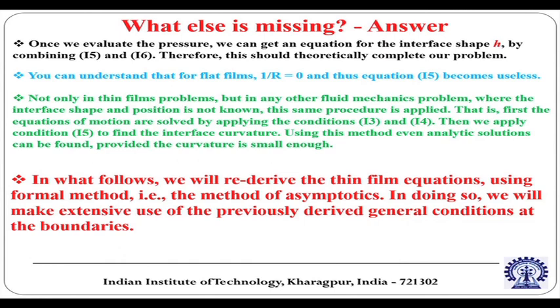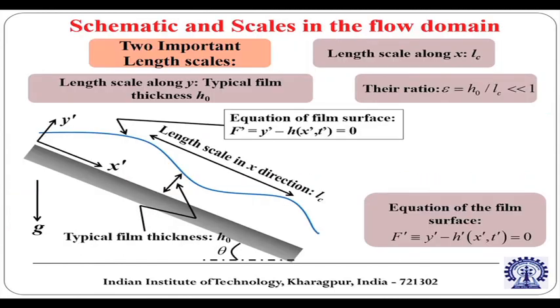Now, in what follows, we will rederive the thin film equation. So, we have derived the equations without referring to the scales, that is without referring to the parameter epsilon, which is the ratio of the length scale in the y dash direction as compared to the length scale in the x dash direction. So, we have not used that as a parameter so far. We have described the equations, but we will now introduce that as a parameter. See now in this slide we have used the prime notation because we will first write the dashed quantities, that is the dimensional quantities, and then suitably derive its non-dimensional form.